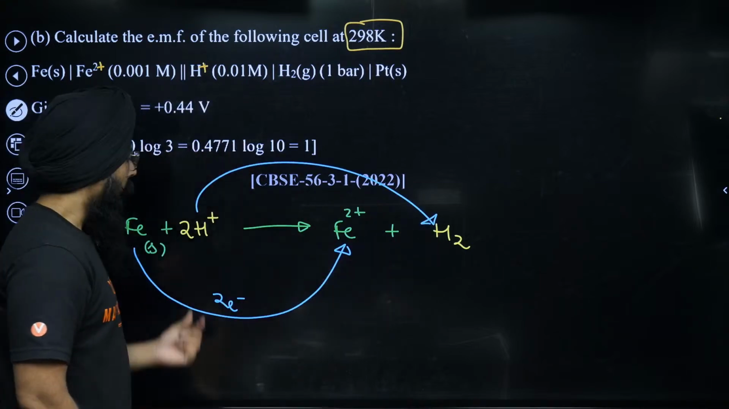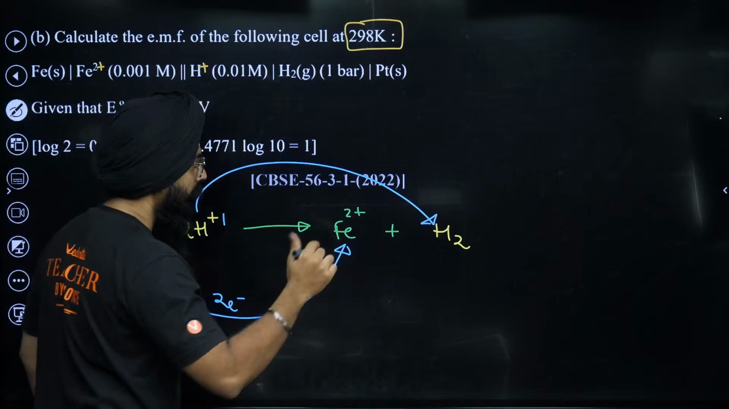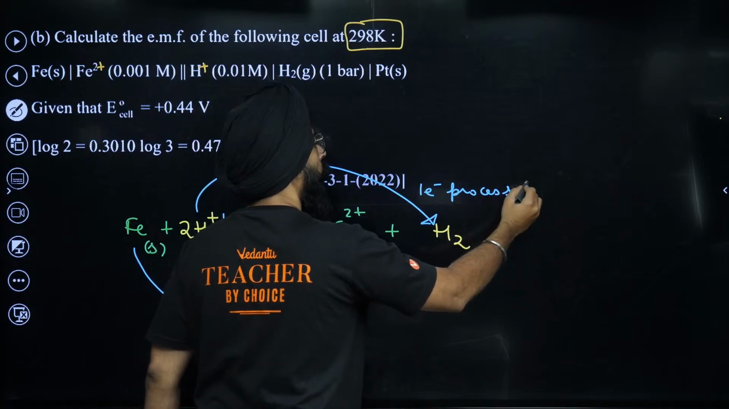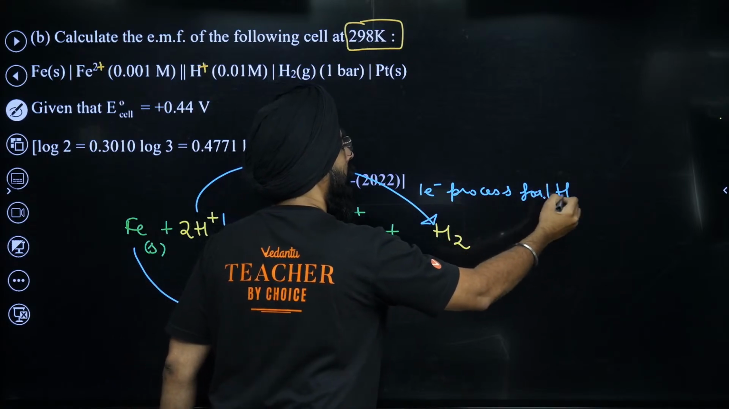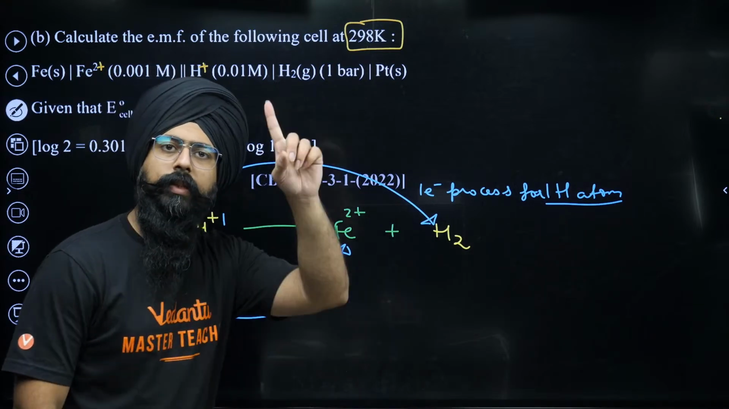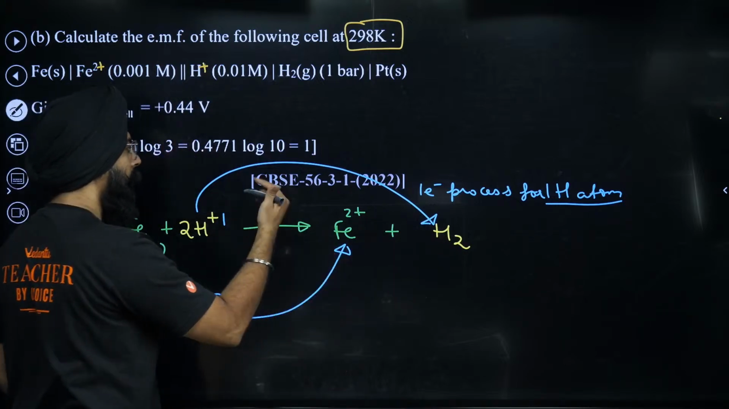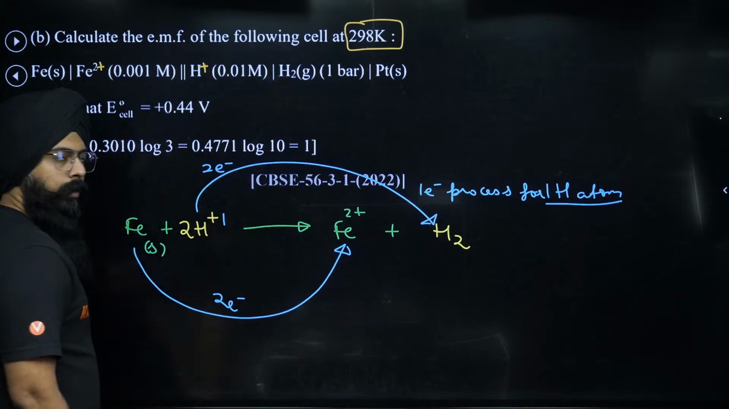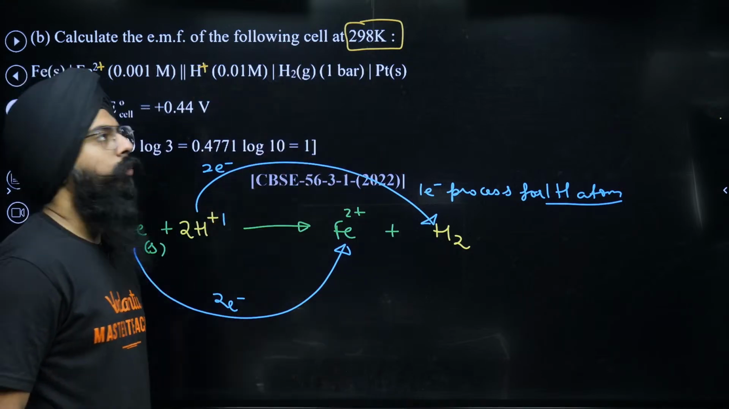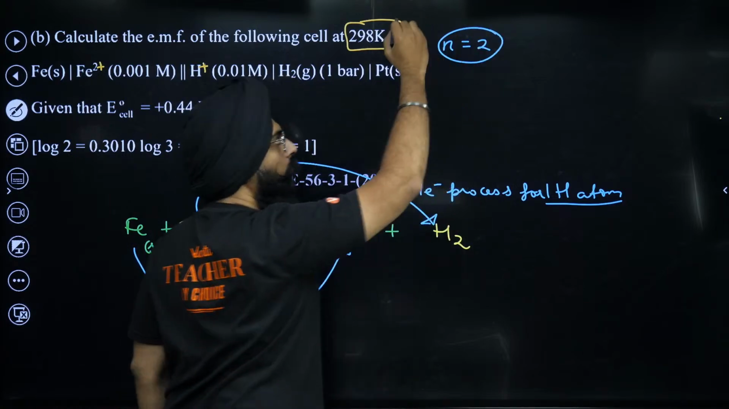This one, H positive, that is +1 oxidation state going to 0 oxidation state. This is a 1 electron process for a single hydrogen atom. So for 2 hydrogen atoms, this is a 2 electron process. 2 electrons in oxidation, 2 electrons in reduction. Electrons are also balanced. So for this case, N is equal to 2.